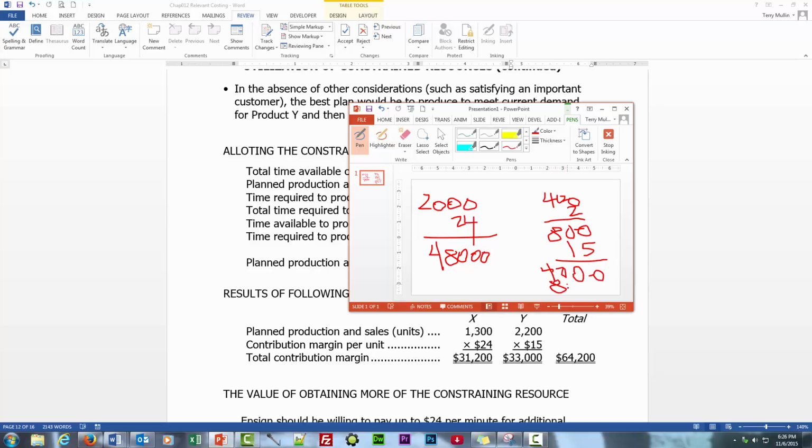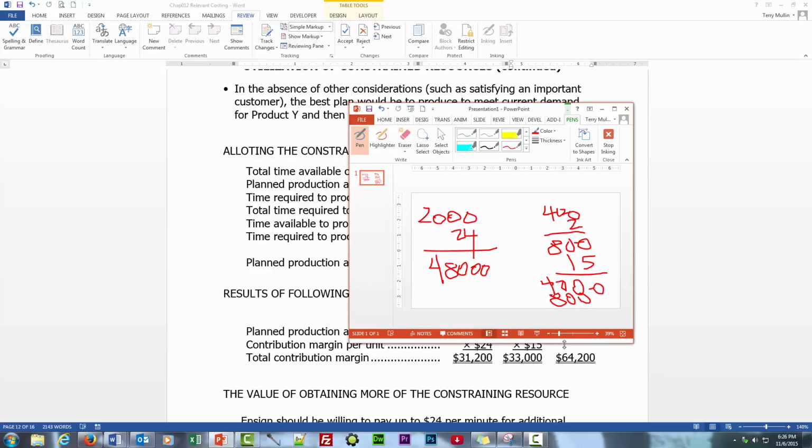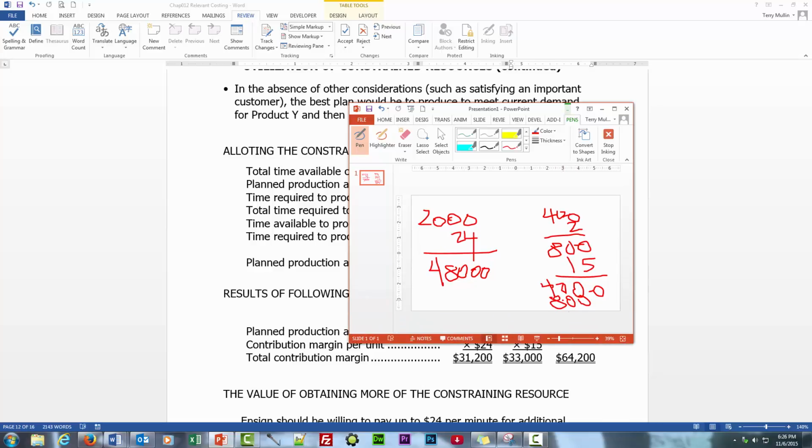800, and I need a little more room. Oh, I'm out of room. Maybe it'll draw down here. All right, so then that's another 12,000. And if we take the 12,000 and the 48 and add those together, we make 60,000.